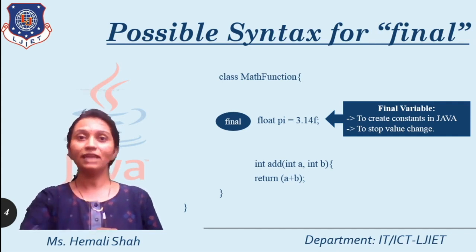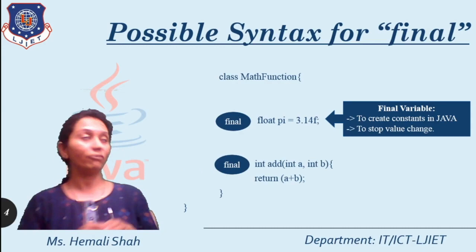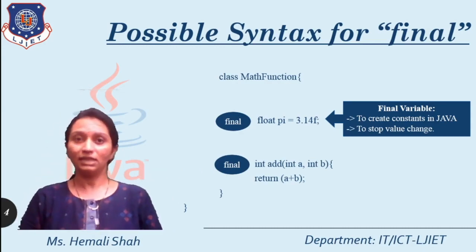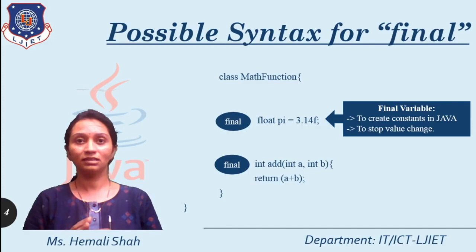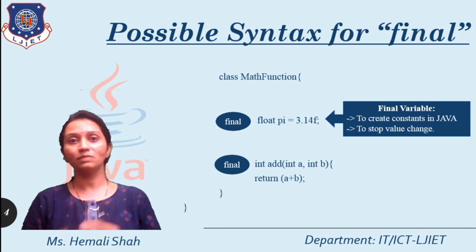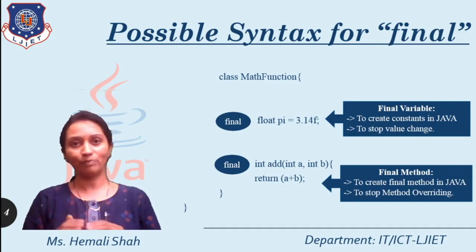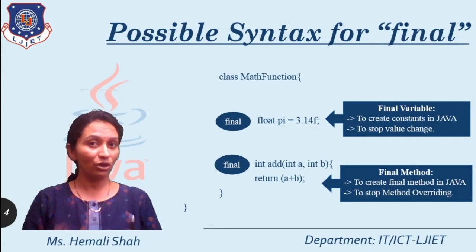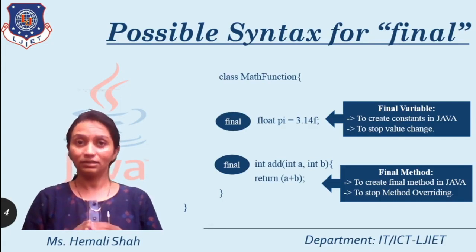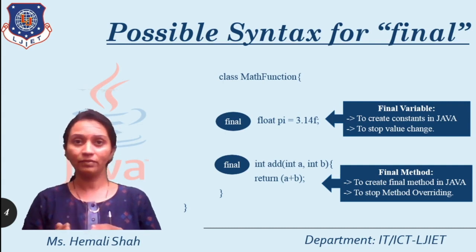Now, the second syntax for final is at the time of method declaration, you can use this final keyword. Here this function becomes final, so whenever a child class goes to override this method, the child class cannot override it. So hope you are clear what is the use of a final method. Final means the child class cannot override this final method.